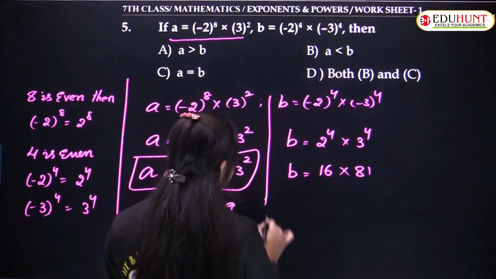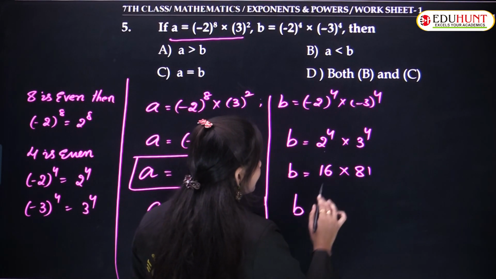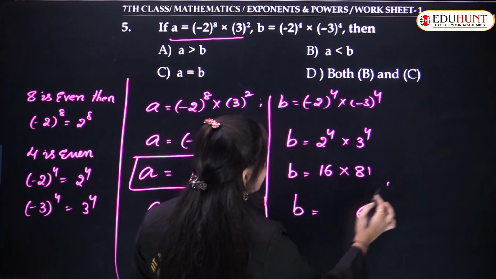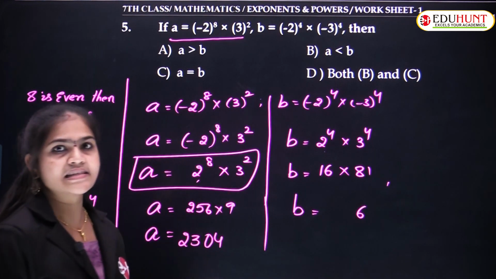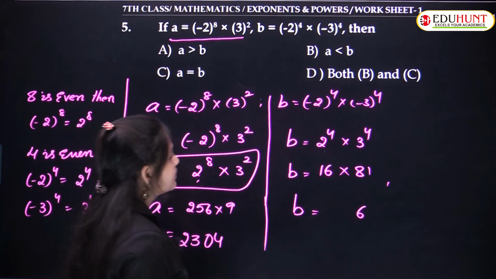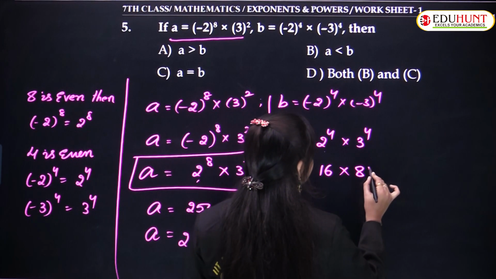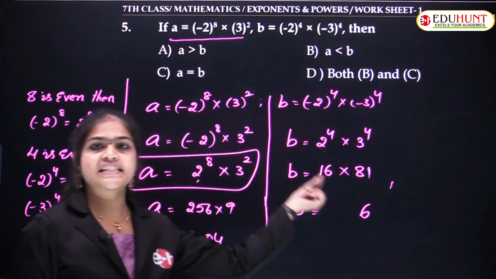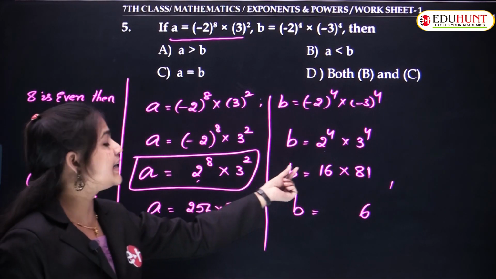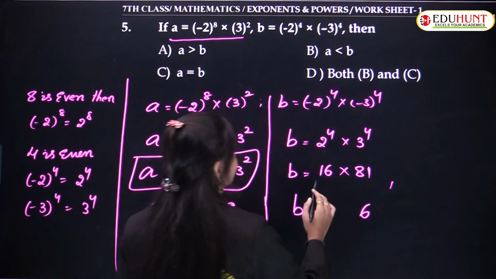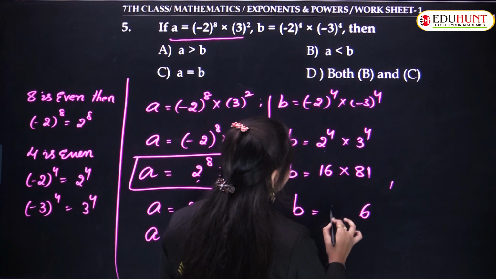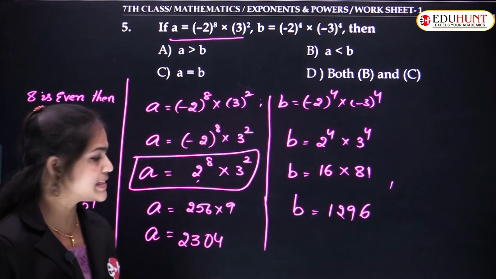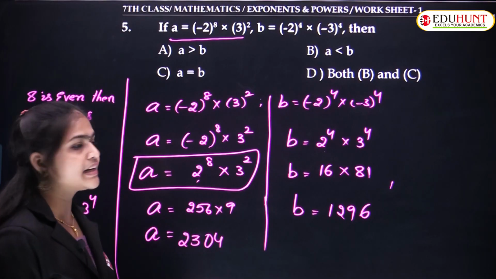Next, come to this one. Here B is equal to 16 ones is 16, and 16 eights is equal to 128. See here, 128 plus 1 is 129, so 1296. Now compare these two.